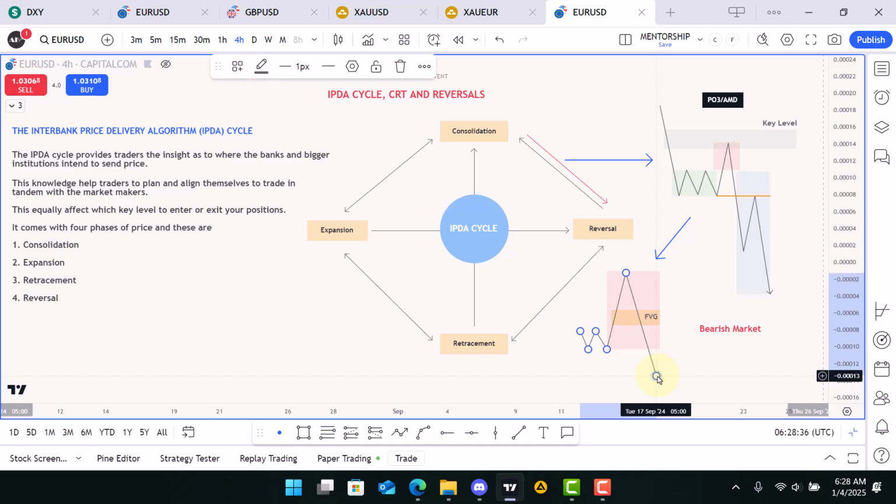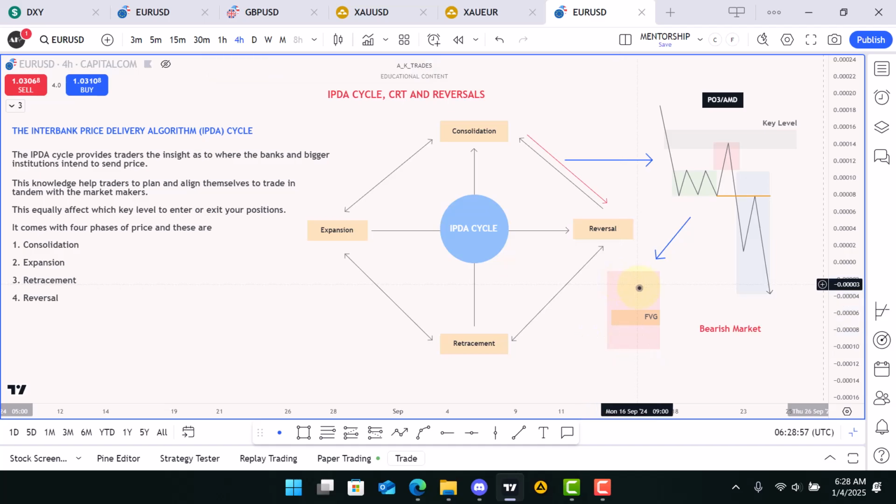And they are like, oh, ICT concept does not work. ICT is a fraud, and all those kinds of comments on social media. But that is not actually the case. It is you who is not trading the concepts in the right way.